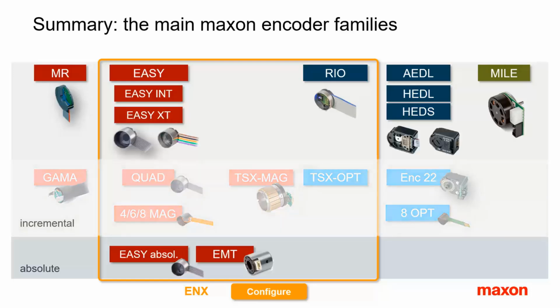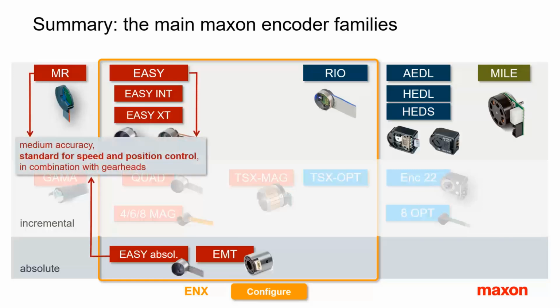A short summary focusing on the main incremental encoder families. The MR and easy encoders are the first choice. They can be found on many maxon motors and fulfill the feedback requirements of most applications. These encoders are also perfectly suited to be used in combination with gearheads.